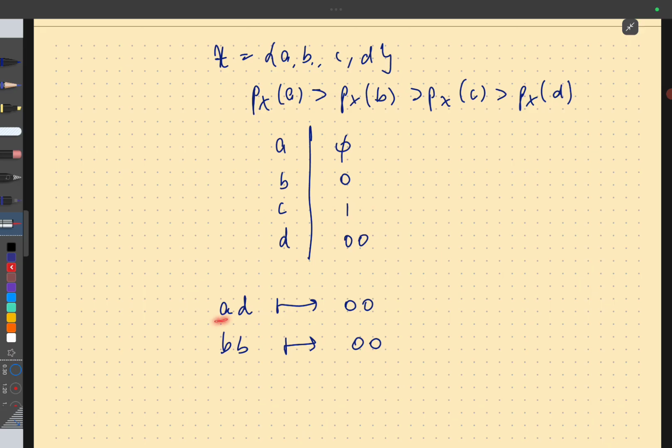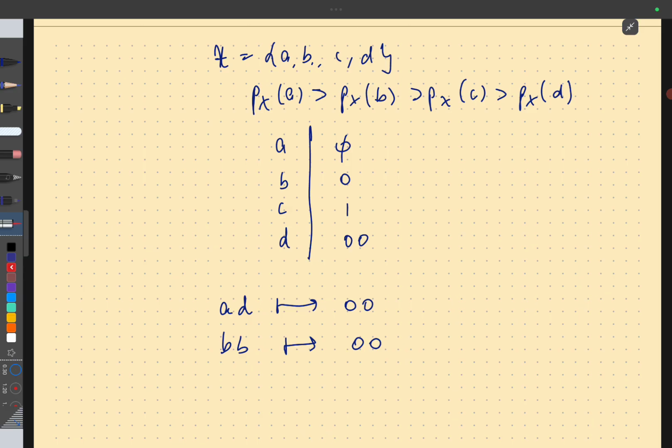So if the source outputs AD, then this would be the encoding of A concatenated with the encoding of D. The encoding of A is the empty string, the encoding of D is 0, 0, therefore I get 0, 0. What about the encoding of BB? That would be 0 followed by another 0. So this is what the encoder does. The encoder's job is just straightforward. It just looks at the table and then outputs based on what it sees in that table.